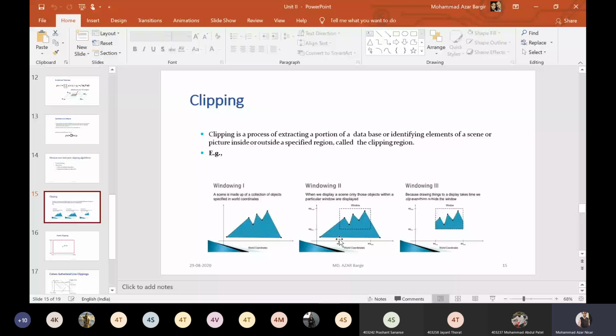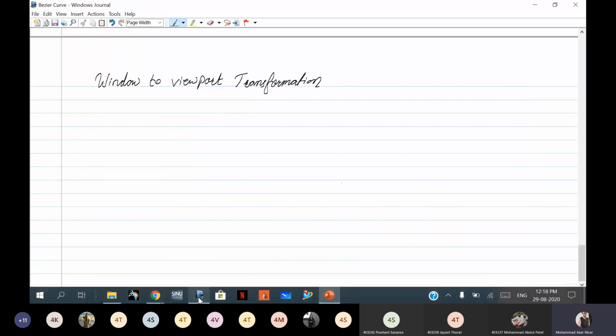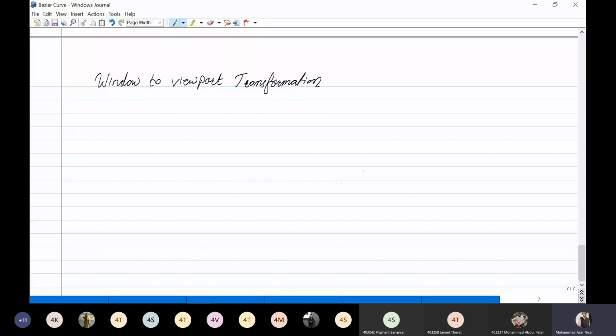And as you can see in window number 3, the profile which is inside the window is kept, and the other portion has been discarded. So this is basically like, if you consider Paint, the select and crop option. For the crop command, this clipping is used. Okay, and then we'll discuss first what is window and what is viewport transformation.